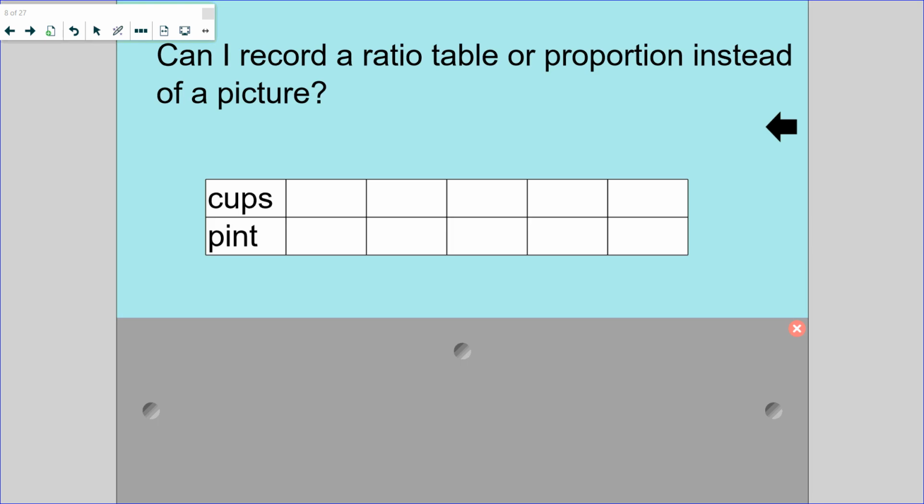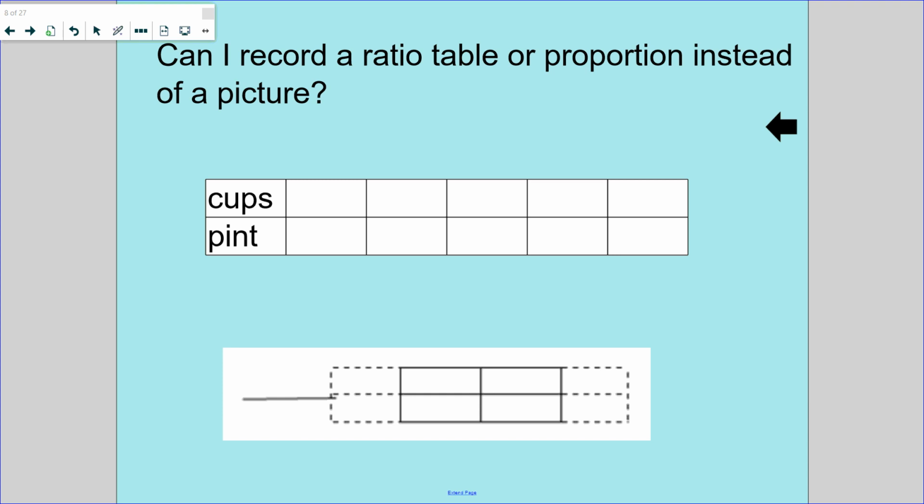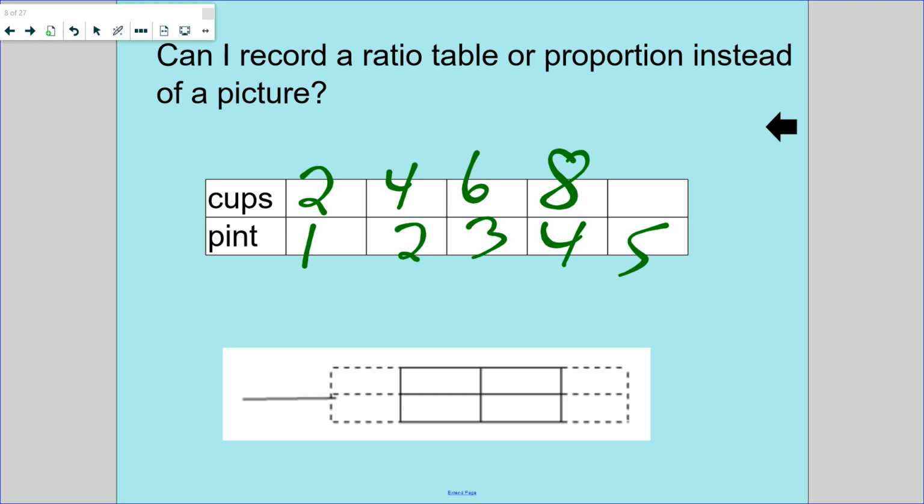However, maybe you prefer using a table or doing something called proportion. Which one do you prefer? Maybe some people like tables. So here's a table. There are 2 cups for every 1 pint. If I have 2 pints, times 2, that'd be 4 cups. If I have 3 pints, that would be 6 cups. If I have 4 pints, that would be 8 cups. If I have 5 pints, that would be 10 cups. So there's 5 pints for every 10 cups.